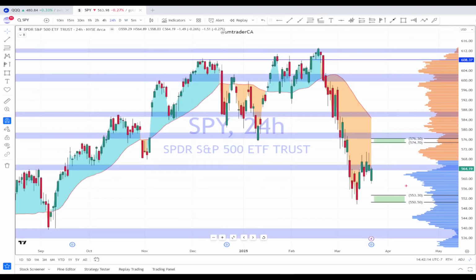And if we look at this daily chart, you can see that we are seeing a little bit of a balance in this balance area.